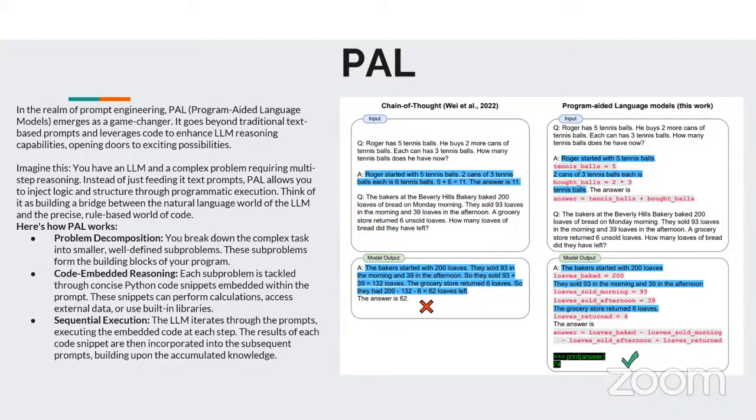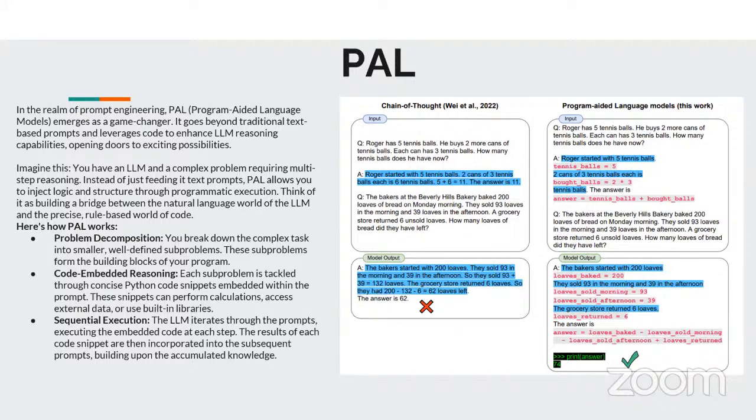How does PAL work? PAL works like our least to most prompting. It will divide the task into problem decomposition. It will break down a big task into smaller and clearer sub-problems. These sub-problems will act as building blocks for the solutions. Then code embedded reasoning. This is an addition to that of least to most prompting. Here, you have to use short pieces of code like Python to solve each sub-problem. These code snippets can do calculations, fetch data, or use special libraries.